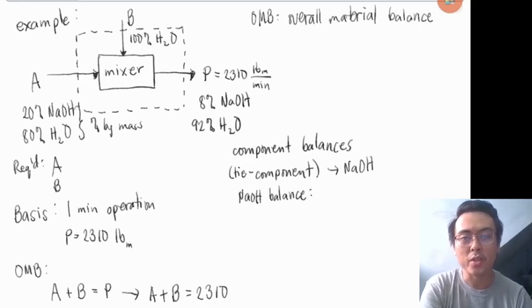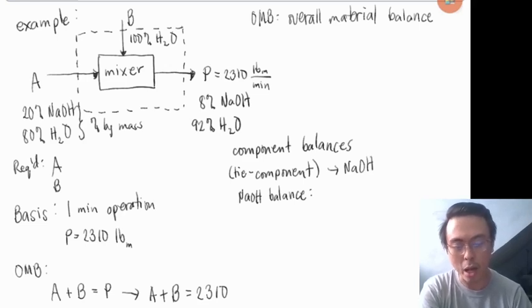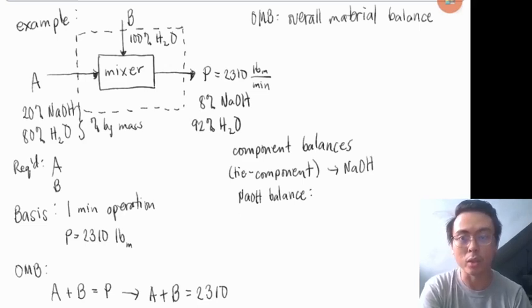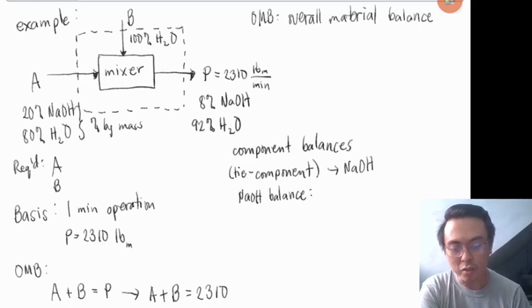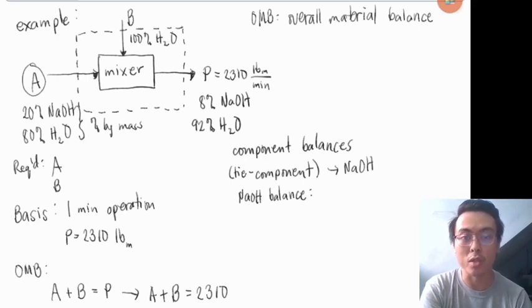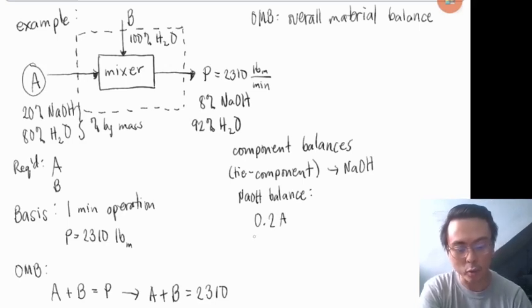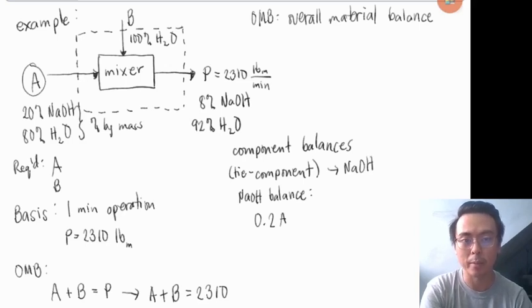Okay, so if that's percent by mass, how do you get the amount of sodium hydroxide in stream A? It's as easy as multiplying the percent by mass with the total amount of the stream. If the total amount of the stream is A, of course, we don't know yet what the value of A is. So therefore, the amount of sodium hydroxide in stream A is simply 0.2 or 20% multiplied by the total, A. So 0.2A means that you have 20% of sodium hydroxide in A.